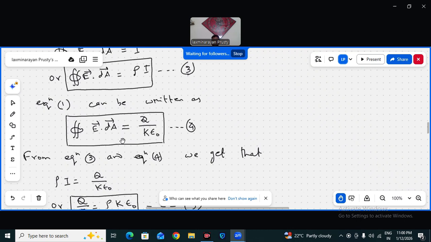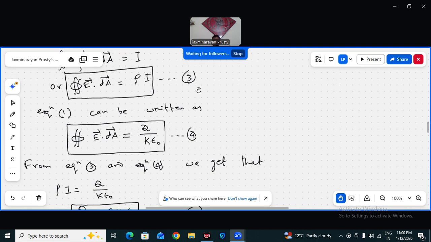K I took outside and brought to the right. So the integral of E dot dA over the closed surface will be Q by K epsilon 0. Now compare equations 3 and 4. In equation 3, the integral of E dot dA over the closed surface is rho I. Similarly, in equation 4, the integral of E dot dA over the closed surface is capital Q by K epsilon 0. That is from the Gauss law.